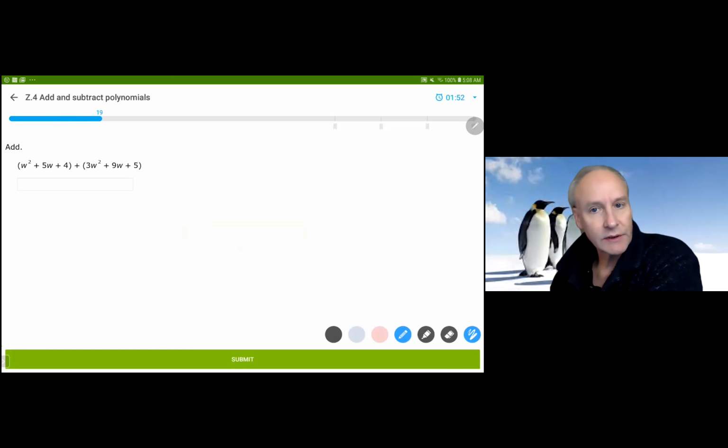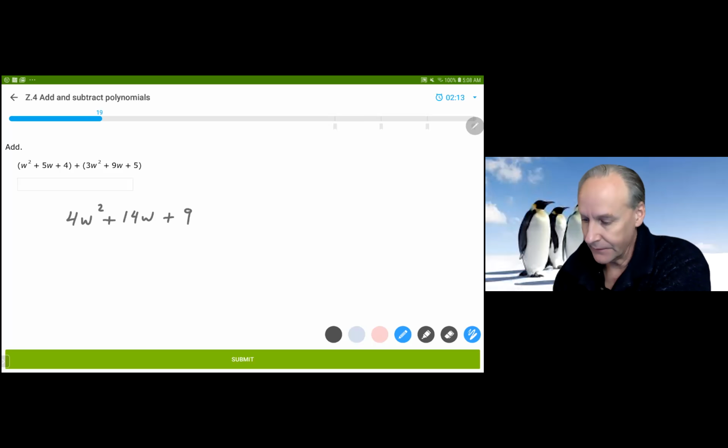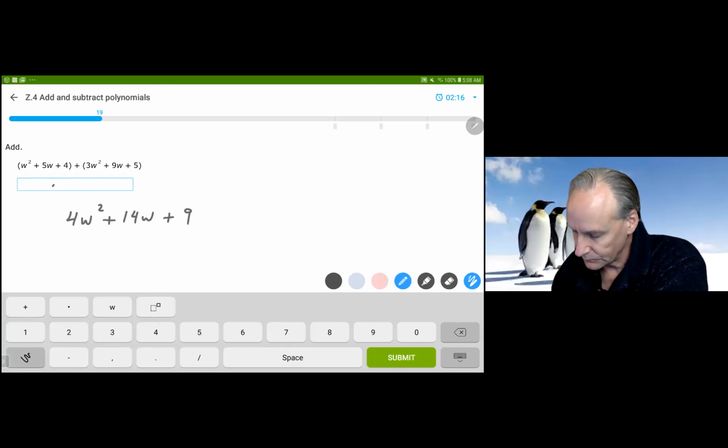All right. We're going to add all the like terms. We have the w squareds first. Be careful. 1w squared and 3w squared makes 4w squared. 5w and 9w is 14w. And 4 and 5 makes 9. We just added all the like terms together. Plus 14w plus 9. And there we go. All set.